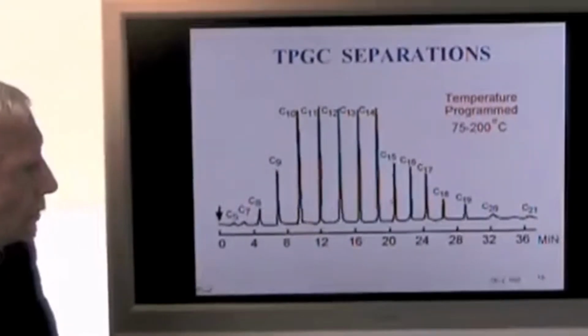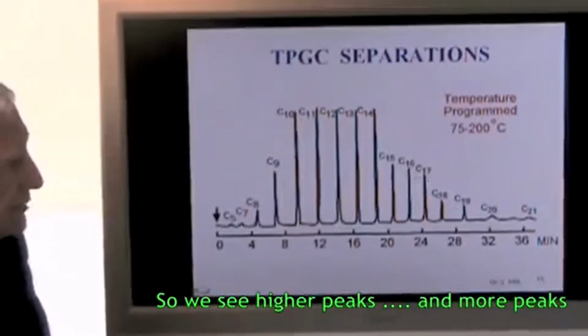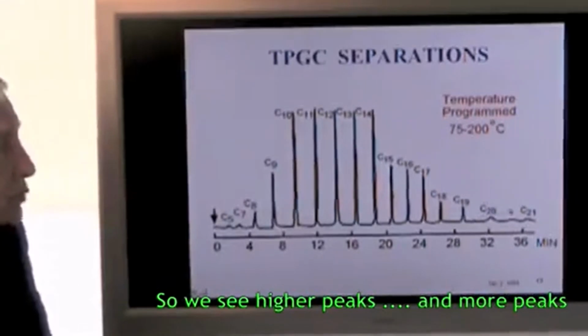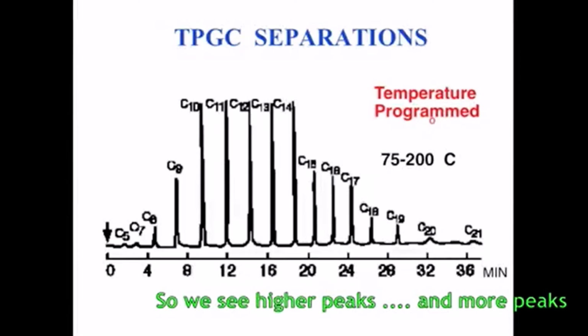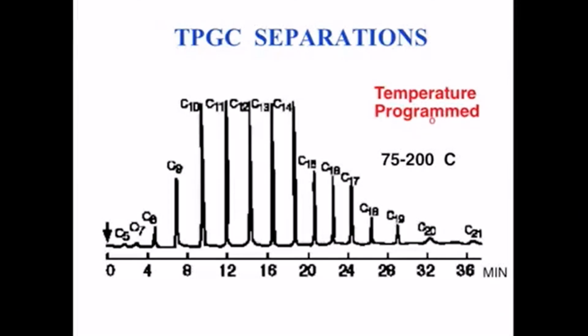But now we also see C16, 17, 18, 19 peaks, which were not possible. They would not have been observed because they would have taken possibly 10, 20 hours, even days to elute, if they eluted at all at the isothermal temperature.